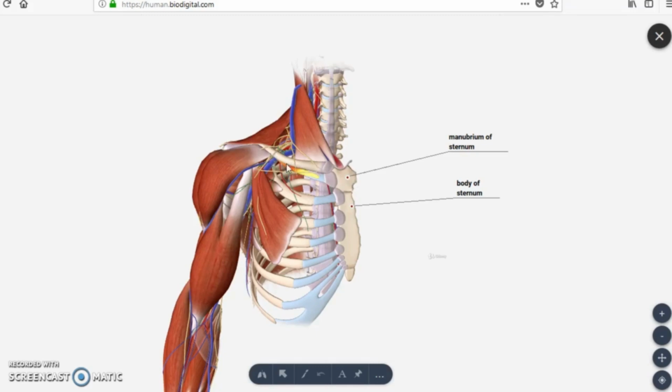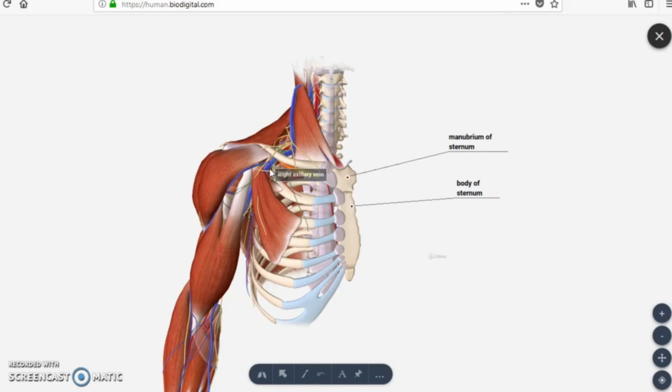You can make out the clavicle here. In the middle one third of the clavicle, there is one groove present in the inferior surface of the clavicle. That groove gives insertion for this subclavius muscle.